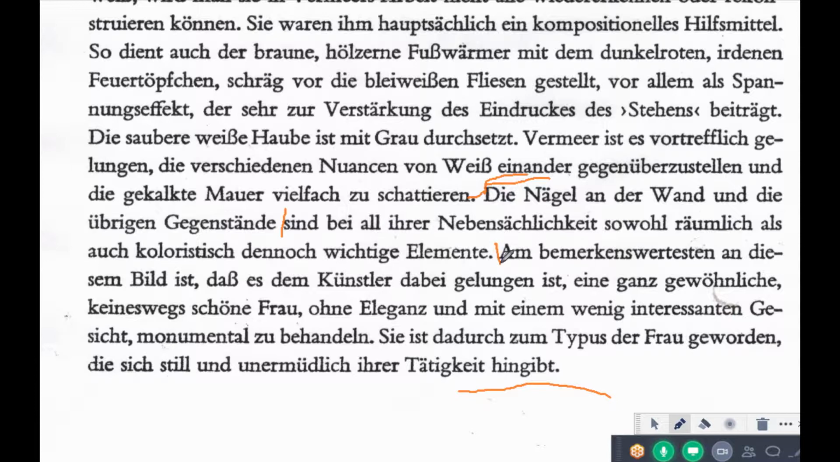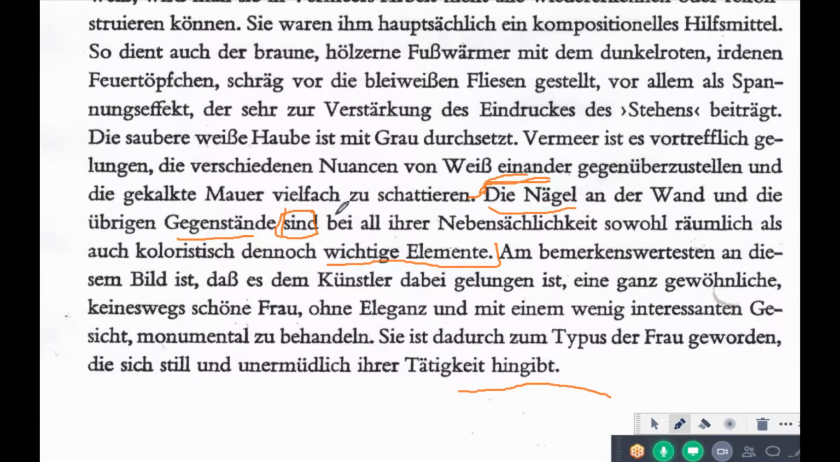Where's the verb in that first sentence? Sind. Good. And that means they are. This is just the nail on the wall. Remember in the picture, there's a nail on the wall behind the figure, and the other objects simply in the painting are, and then the predicate noun that follows connects. So the nail on the wall and the other objects are important elements. There's your core sentence, going all the way to the end.